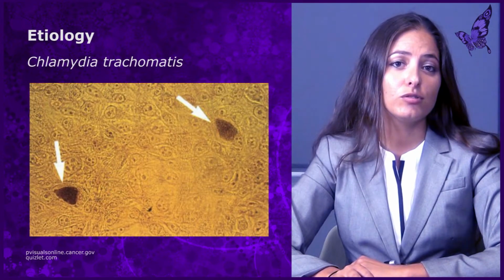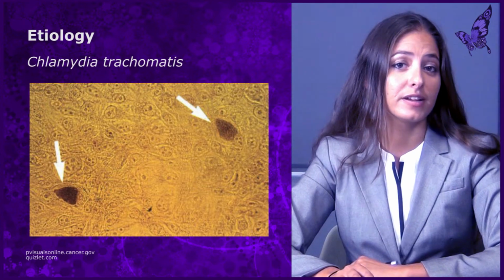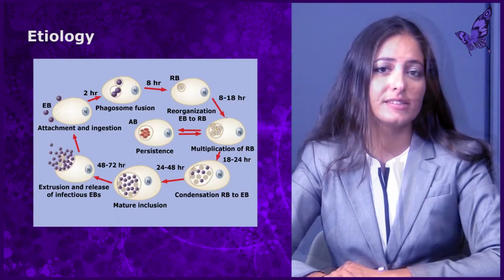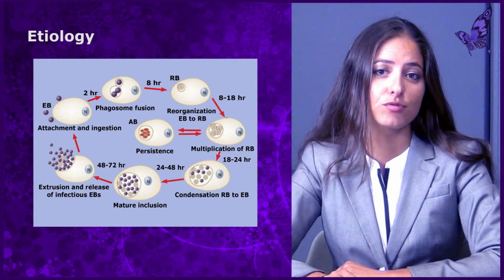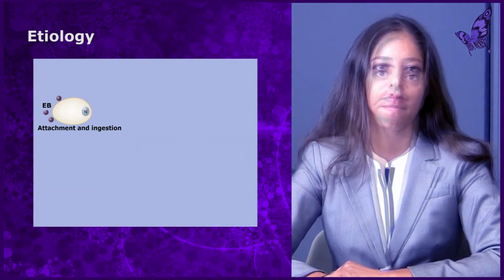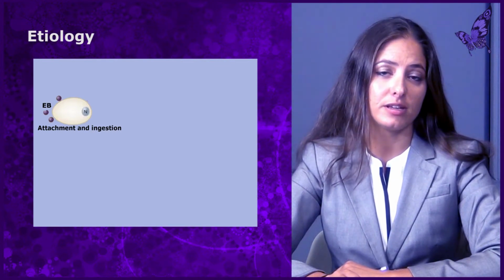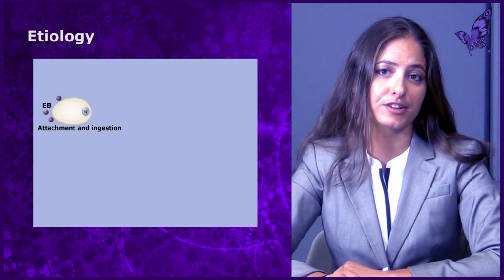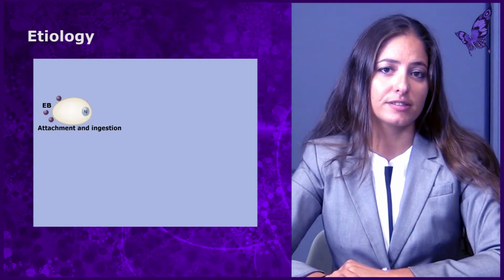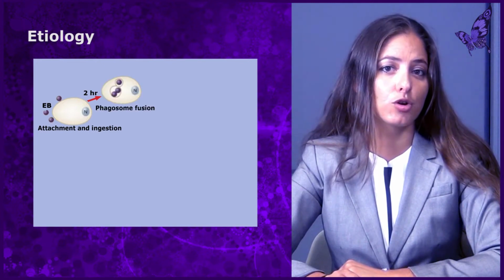Here we can see the inclusion bodies indicative of those columnar epithelial cells infected with chlamydia. C. trachomatis has a 72-hour life cycle that progresses through the following stages. Stage 1. The elementary body, or EB, a metabolically inert, extracellular, small infectious particle found in secretions, attaches to the host cell membrane and is actively ingested by the host cell.